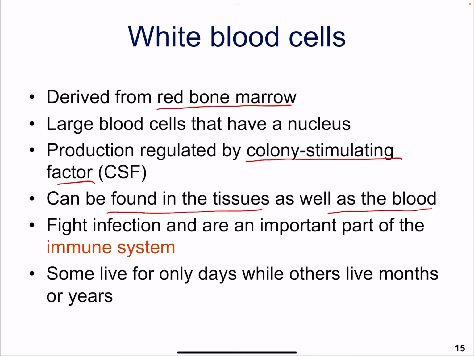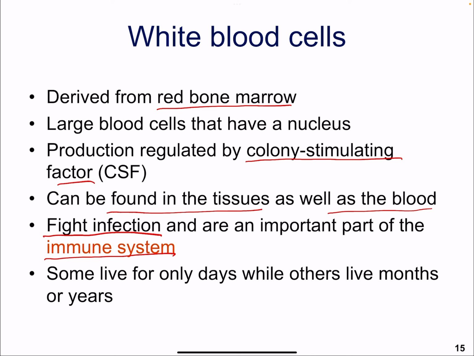In the tissues, for instance the connective tissue, you can find white blood cells fighting off infections. Underneath our skin, you're going to find white blood cells. In our lungs, you're going to find white blood cells. The white blood cells' job is to fight infections. Okay? They are part of your immune system. Please, this is a very important detail to remember.